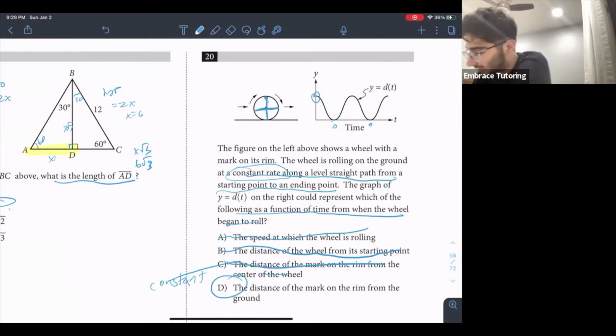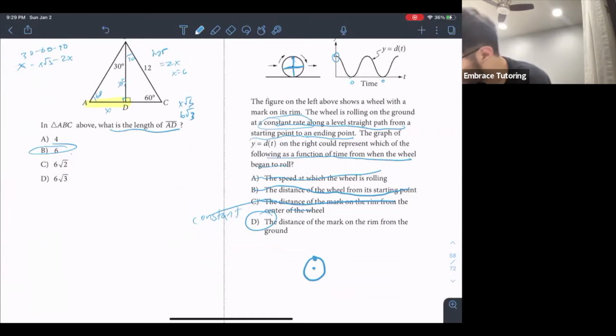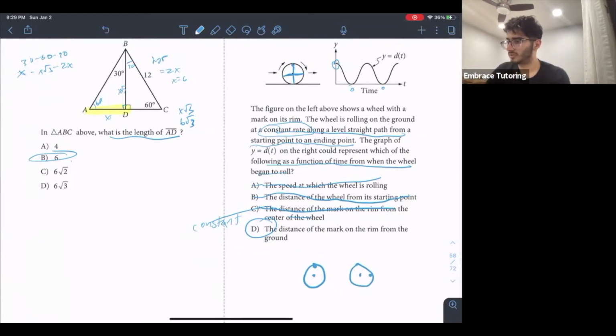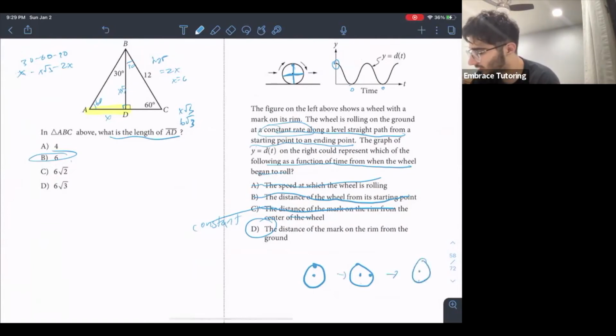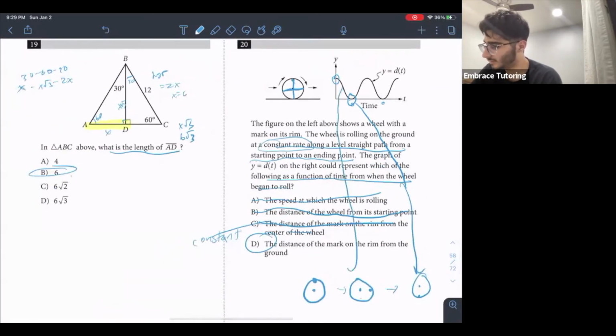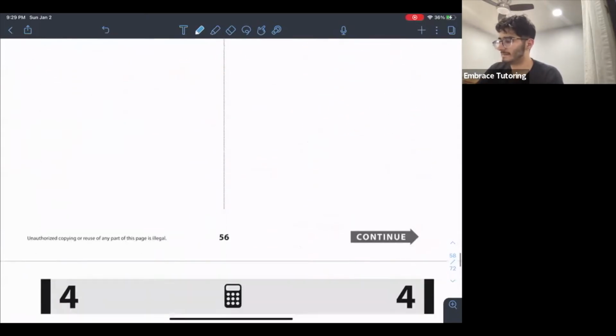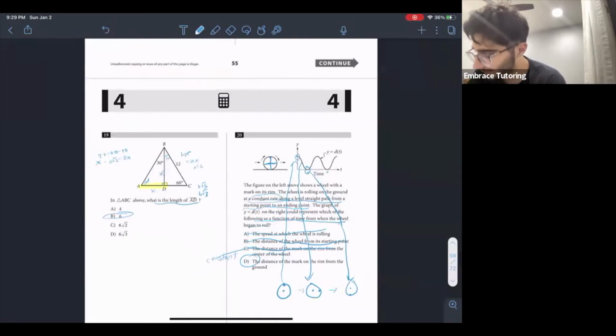It has to be choice D, because of the distance of the mark on the rim from the ground. If you draw it here, that's the center and that's the mark. As you spin it this way, the distance is decreasing, it's getting closer and closer to the ground, meaning that once it touches the ground right here, it would be 0, which is what this point is. This point would be in the middle. This point would be the starting point, and then it just repeats and repeats the cycle. So that is our answer for 20. It would be choice D.